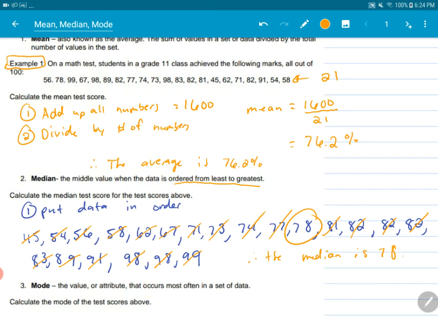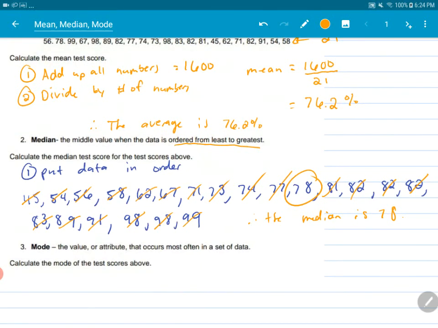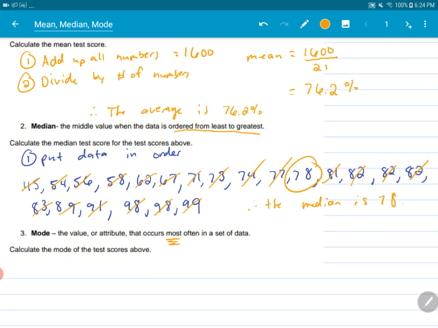And finally, we're going to do the mode. The mode is the value that occurs the most often in a set of data. Mode is the most. You already put them in order, so you saw which numbers were coming up a lot. Based on this data, 82 comes up 1, 2, 3 times. Another number that repeated was 98 and 98. Which one comes up the most? 82 comes up 3 times, so that's the most. Therefore, 82% is the most common number.